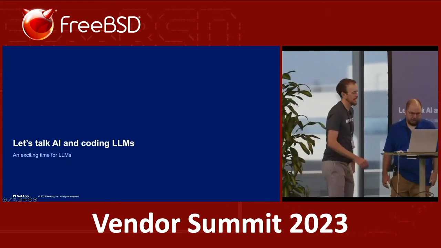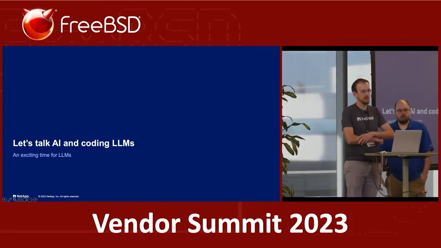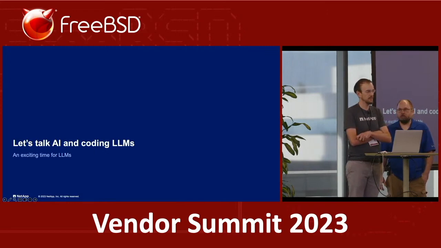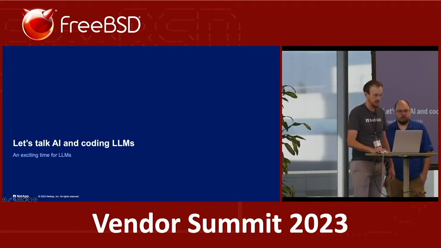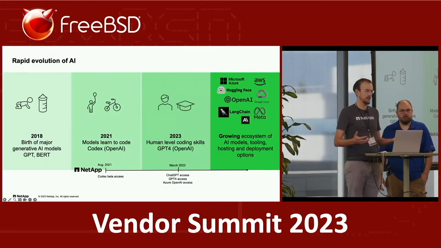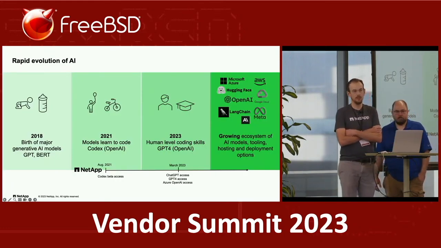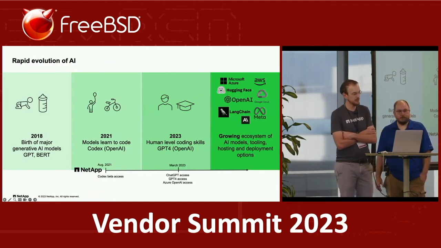Hey, thank you. All right, so I'll start with some history on AI in general and coding LLMs in particular. That's what really is interesting to us in the group that we are in: models that can read and write code. If you look at the history of AI, really the birth of the major generative AI models, 2018 was GPT and BERT, and very quickly GPT-2, and then a whole bunch of others.